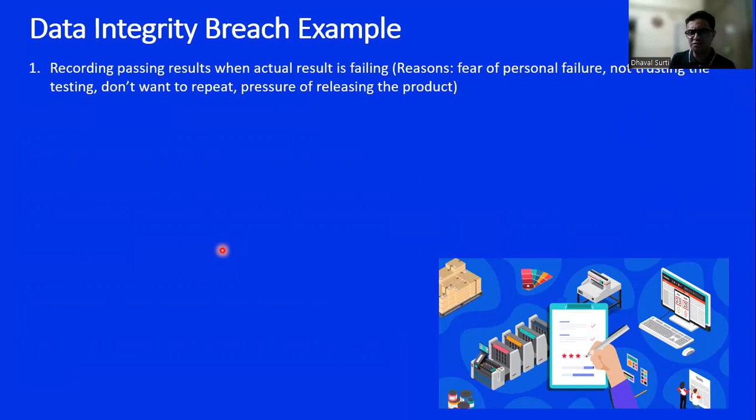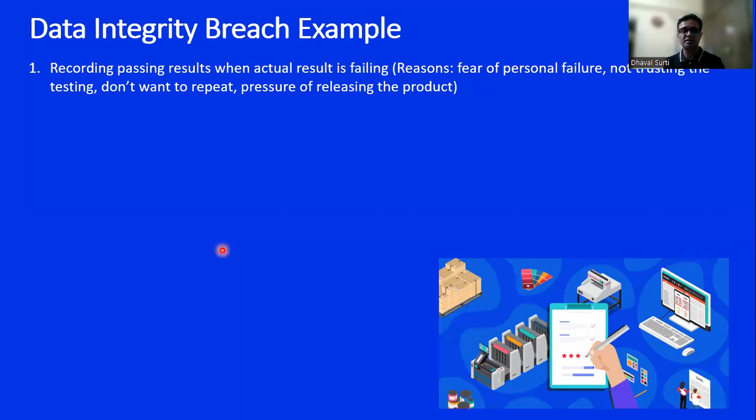And what are the reasons for this? The fear of personal failure. So, for example, if I did something wrong and I don't want to be highlighted, I don't want to be considered a failure, I want to hide my mistake, then I will go for data integrity breach. I will write the correct result instead of the incorrect result and make the failing batch passing.